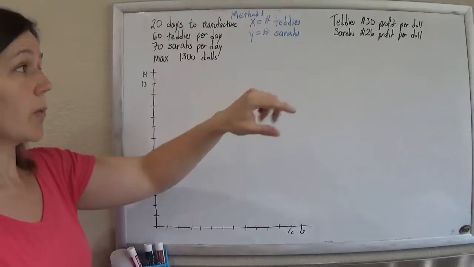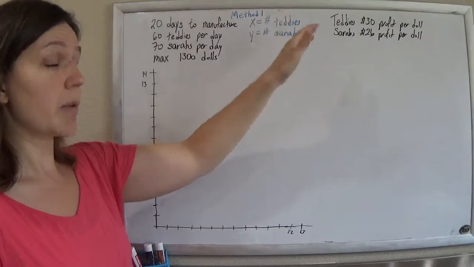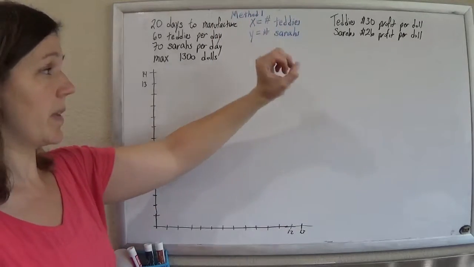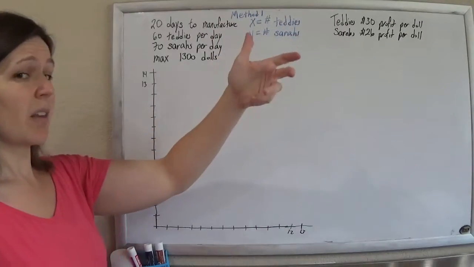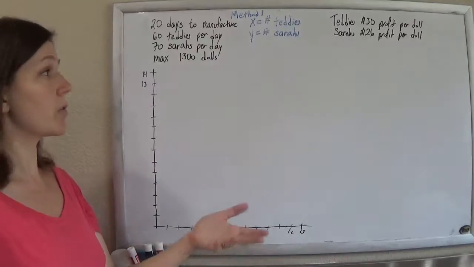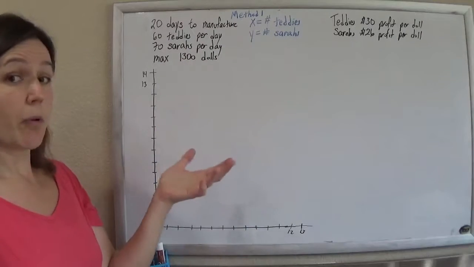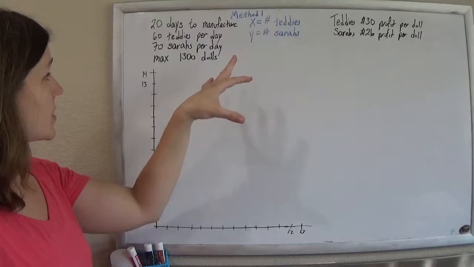There's another video where you make x the number of days producing teddies and y the number of days producing Sarahs. That also works, and the numbers are a little bit smaller, so you can look at that too. But both ways work, and we'll do it this way first.